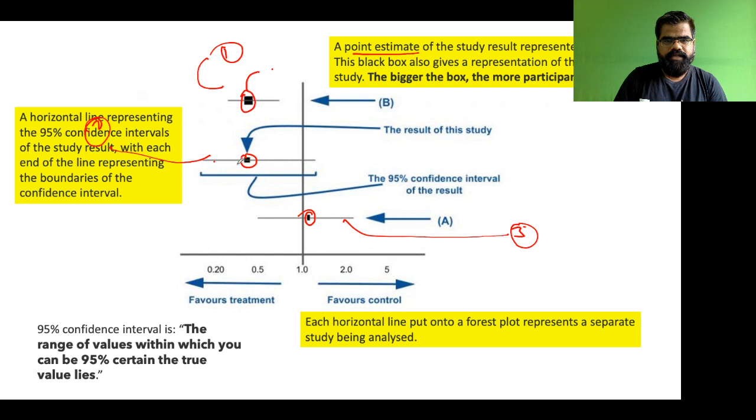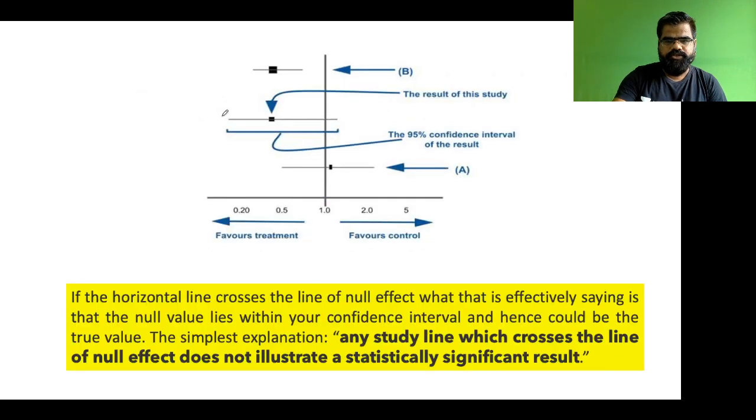Now you see there is a horizontal line. No? There is a horizontal line connected to each box. So this indicates the confidence interval of the study. Like you see, this is the confidence interval of the study. This is the confidence interval for this study. Okay, so three studies I have shown. Now you see the same thing I have put here.